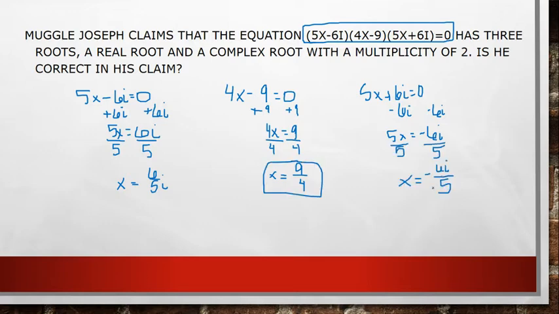Now, he says that the complex root has a multiplicity of 2. If that's true, that means our other 2 roots would be the exact same. But they aren't the exact same because we have a positive 6/5 i and we have a negative 6/5 i. So it's not a multiplicity of 2 because they're not the same. So, is he correct in his claim? No, he is not correct in his claim because it does not have a multiplicity of 2. Hope this helps with your lesson 2 project.